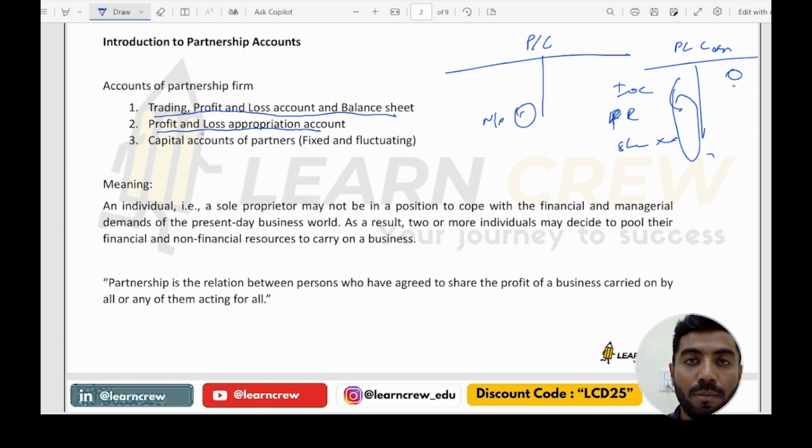Apart from that, we also need to prepare the capital accounts of partners. Under the capital accounts of partners, we have two methods: fixed capital and fluctuating capital. In the coming slides, we'll look into that in detail.